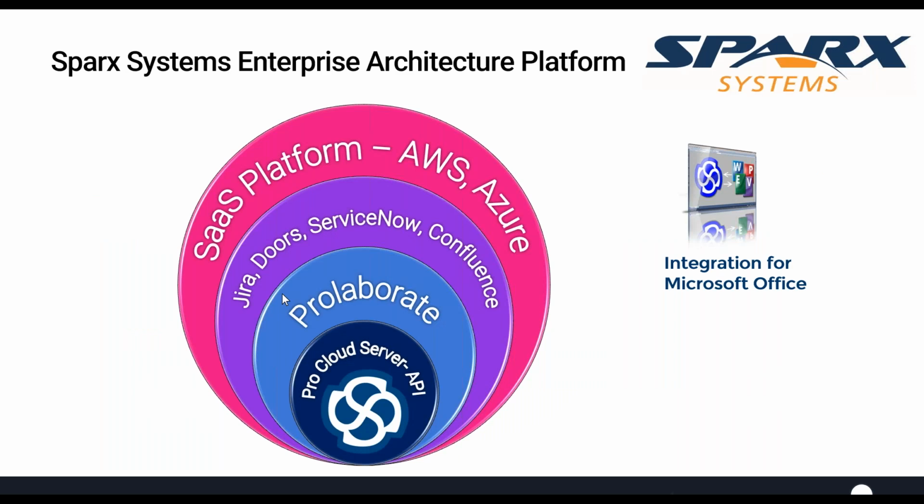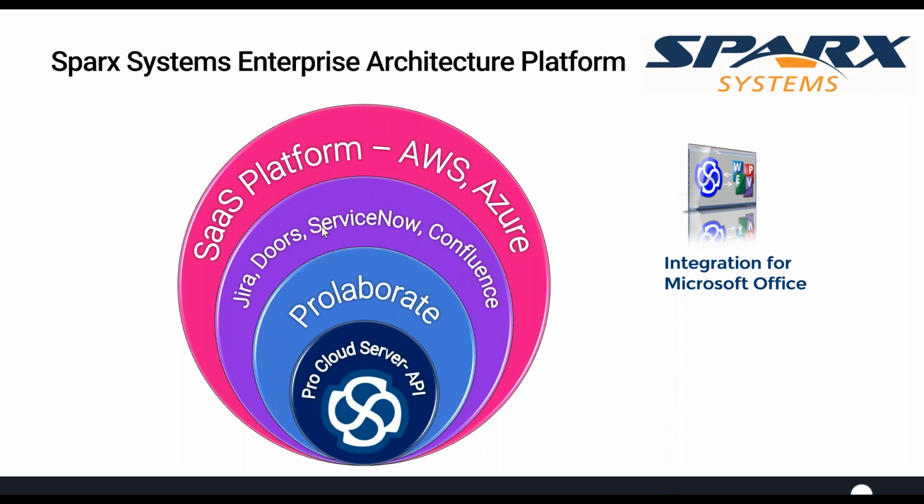Yeah, sure. That's a really good question. And this is the product suite as it stands, and the Pro Cloud Server is the integration layer. So it's the set of REST APIs that allows us to connect to that external tool. Prolaborate is the curation layer, but the actual APIs are also available.